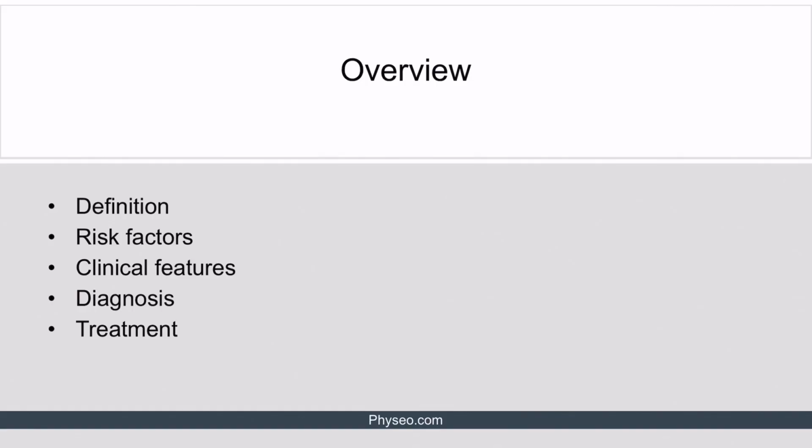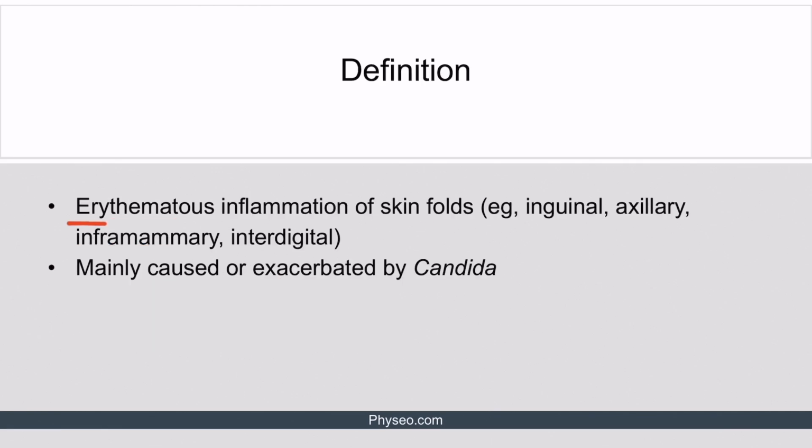Let's begin. We'll discuss definition, risk factors, clinical features, diagnosis, and treatment of Intertrigo. Intertrigo is typically defined as erythematous inflammation that affects skin folds. Locations include inguinal, axillary, inframammary, and interdigital regions. It is mainly caused by or exacerbated by Candida species.